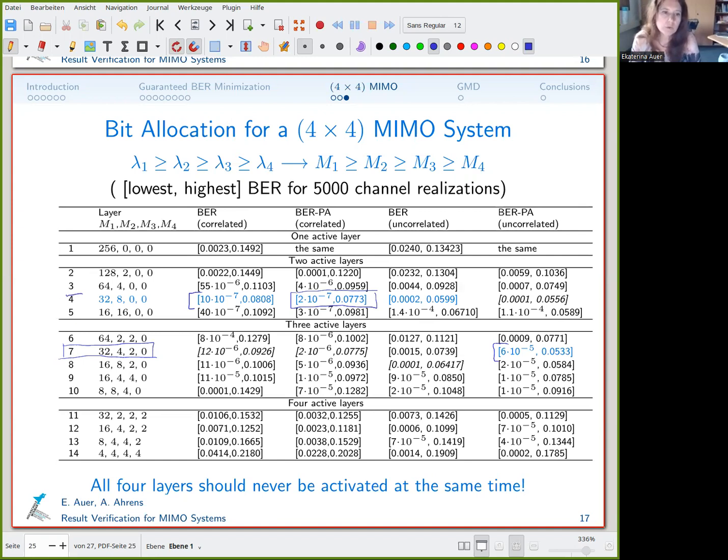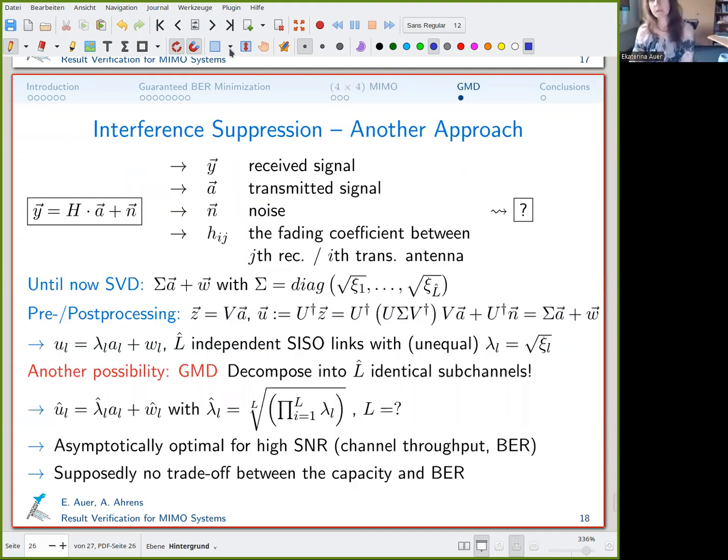And those 2 cases are then likely to be the optimal configurations for our MIMO system that we've considered. Okay, let me, at the end of my talk, explain what we can still do and what is our future work in this area. What else can be done to optimize the MIMO system?